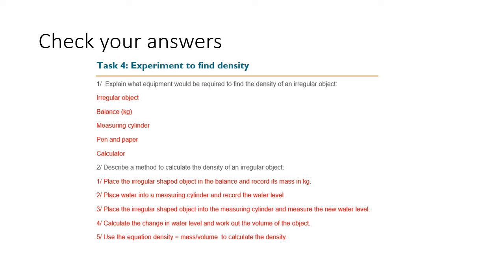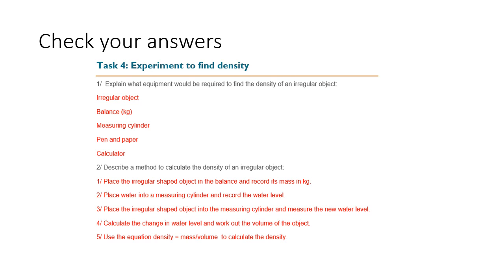Question 2. Describe the method to calculate the density of an irregular object. So first we'd have to place the object on a balance and record its mass in kilograms. Secondly, we could place the water into a measuring cylinder and record the water level. Then we place the irregular object into the measuring cylinder and the water level will rise, which means we can now measure the new water level.